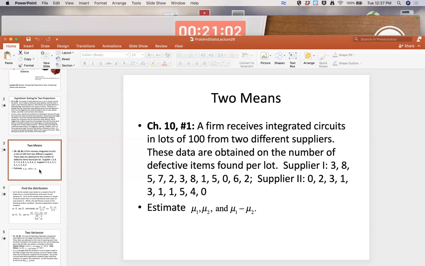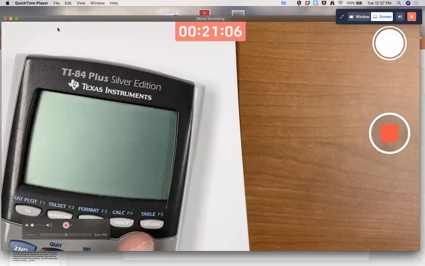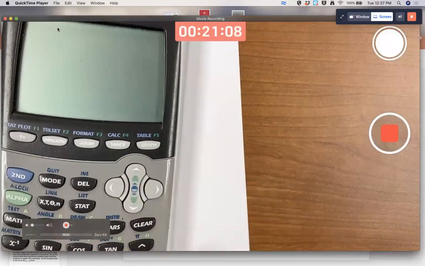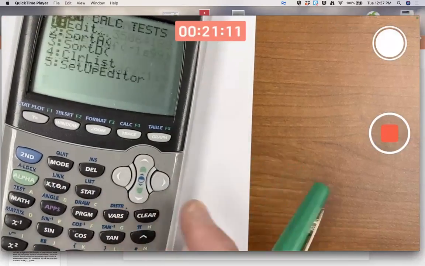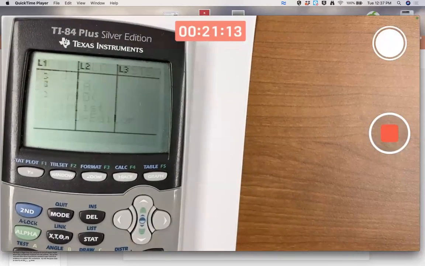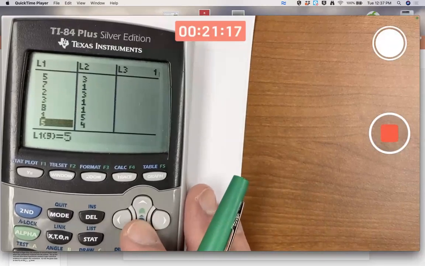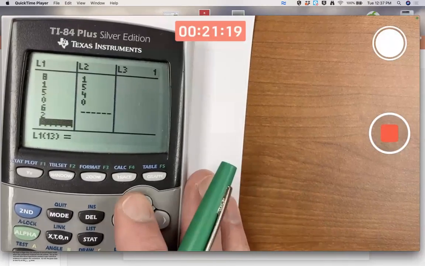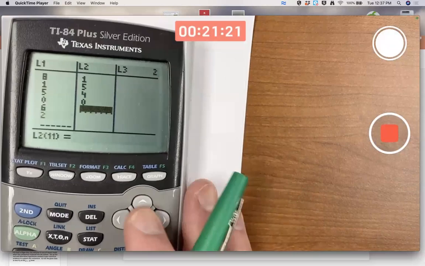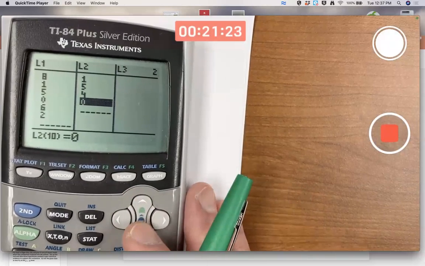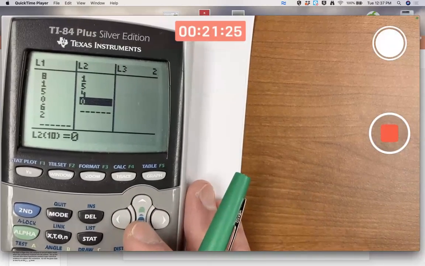Well, I plugged these numbers into my calculator ahead of time. In the stat menu, list 1 and list 2. List 1 is a sample of size 12. List 2 is a sample of size 10. These sample sizes are different. That's okay.